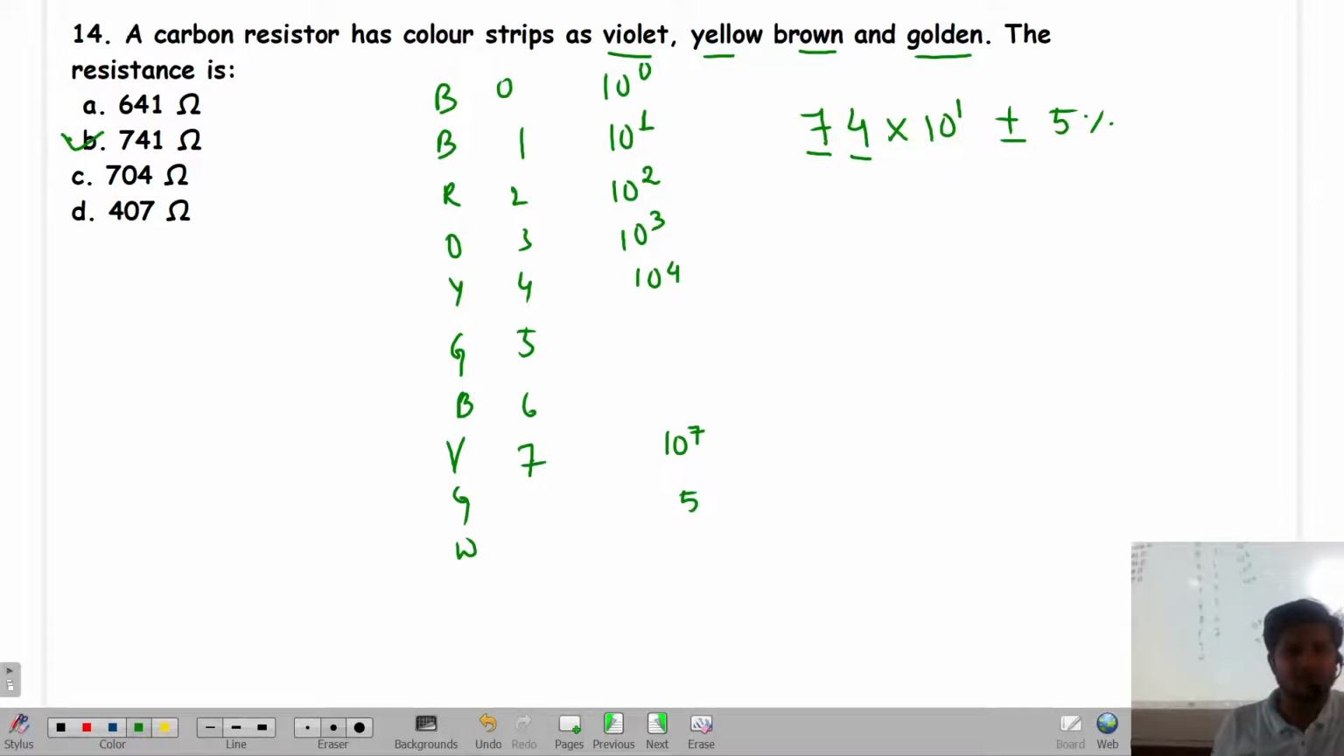741. So it should be 740 only. Approximately. Actually, the answer should be 740, but the answer given is 741. Right or not? Plus minus 1. Okay.